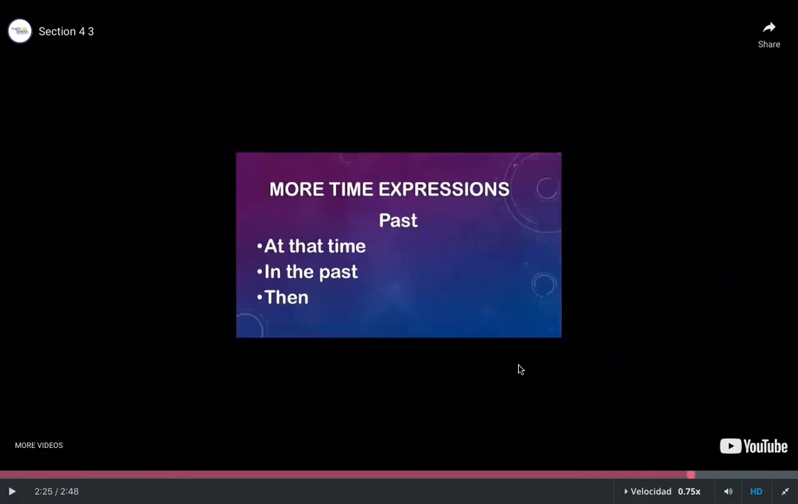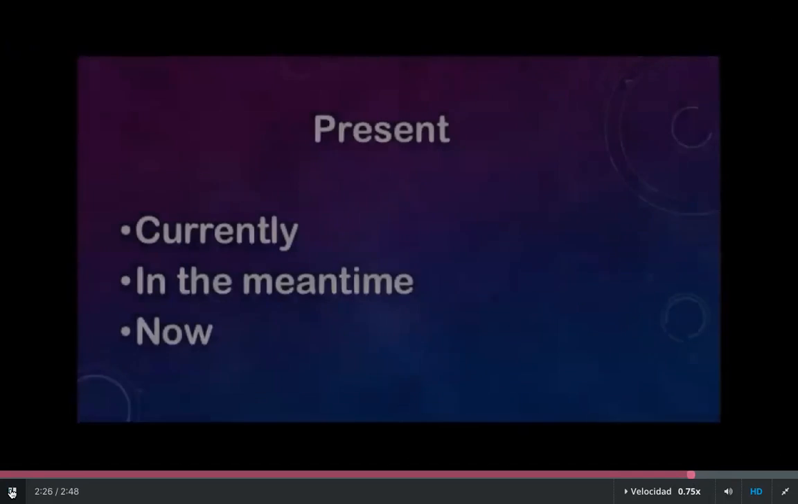For example, at that time. At that time means en aquel tiempo. In the past is en el pasado. And then significa entonces. Esas son como expresiones que nos van a dar como una pista de que estamos hablando en el pasado. Present expression.